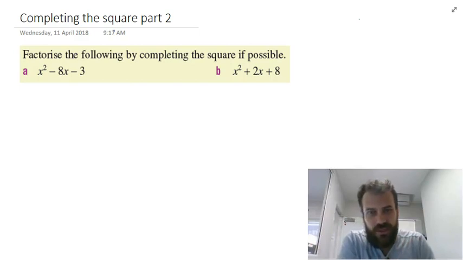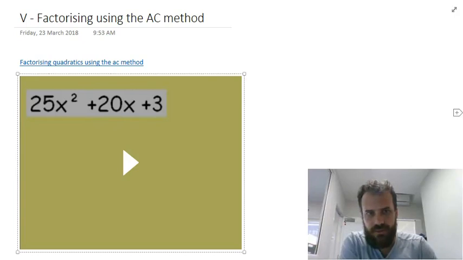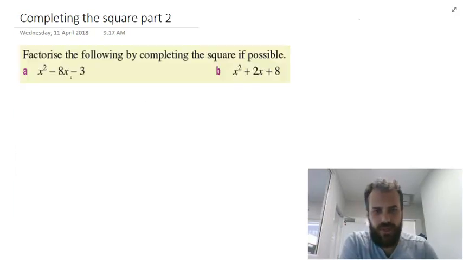square. Now, you might think to yourself, why don't I just factorise it using the AC method, this method here? Well, unfortunately you can't. There's no number that when multiplied makes negative 3 and when added together makes negative 8. So using the cross method or decomposition or the AC method, whatever you call it, it's not going to work in this. So we need something different, and completing the square is our best option.